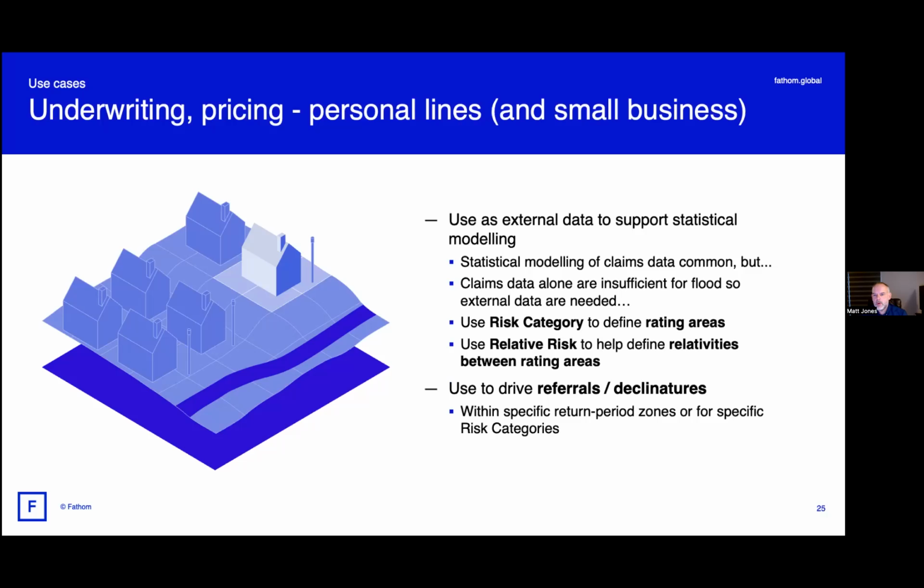Because of the good quality of exposure and claims data matched together, statistical modeling techniques have been a large part of deriving pricing models in personal lines business for decades now. Generalized linear models have been used for decades, both in motor and home insurance, certainly in the UK, to derive fairly sophisticated pricing models. And of course, claims data is the main source of information for most perils when producing these models. But as I've already said, for flood, claims data alone are really insufficient.